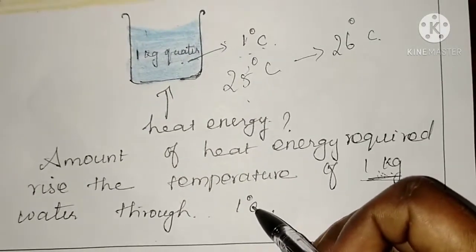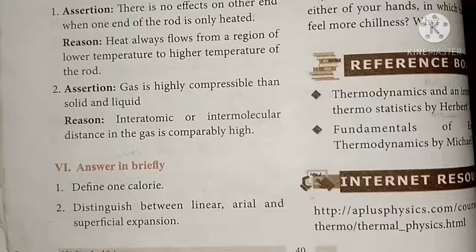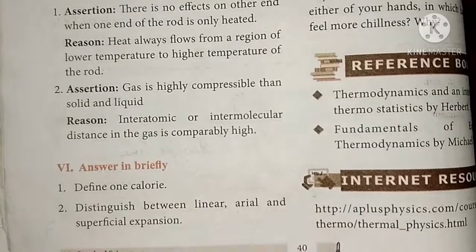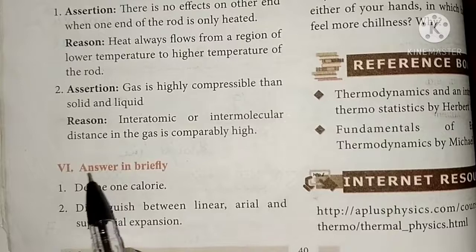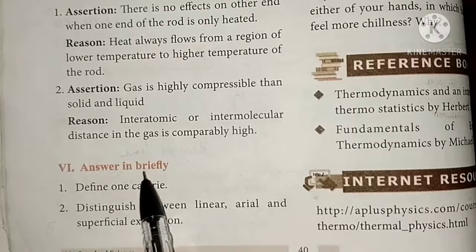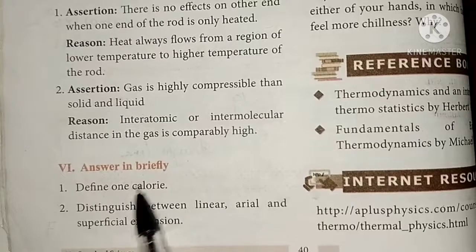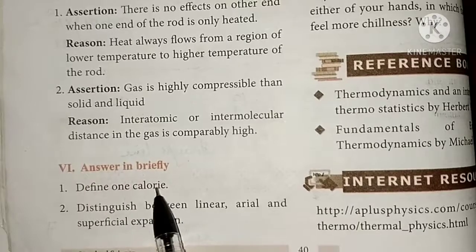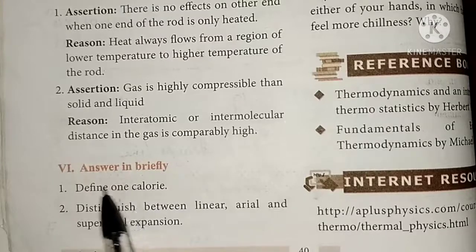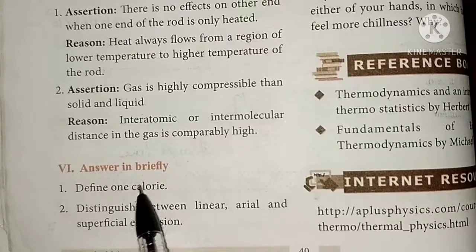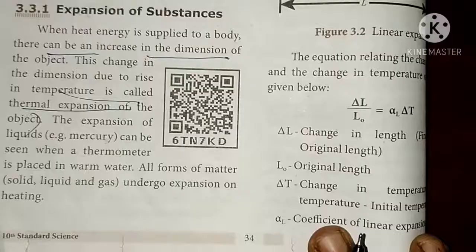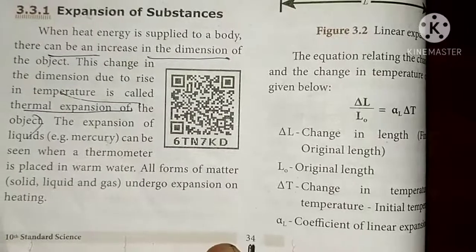1 degree Celsius. Okay, now all of you take page number 40. In that, Roman numeral 6, answer briefly. First question, define 1 calorie. Okay, this is only the book back question, today's portion. Define 1 calorie. Page number 34. Okay, page number 34.